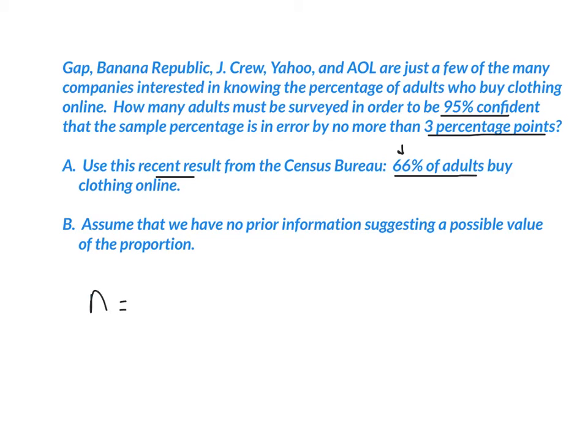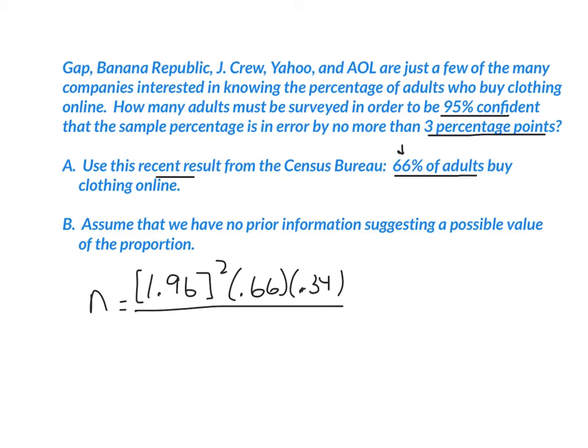N equals our Z crit. And Z crit, because it's 95%, is 1.96. I just remember that. We've done that so much. Squared times our P hat, which is 0.66, times our Q hat, which you get by doing 1 minus P hat, 0.34, all over our margin of error squared. Now, our margin of error is 3 percentage points, which is really 0.03. Don't use 3. Make sure you put 0.03 down there and square it.